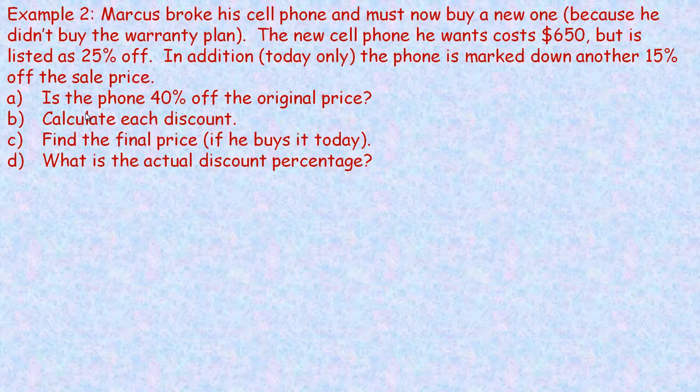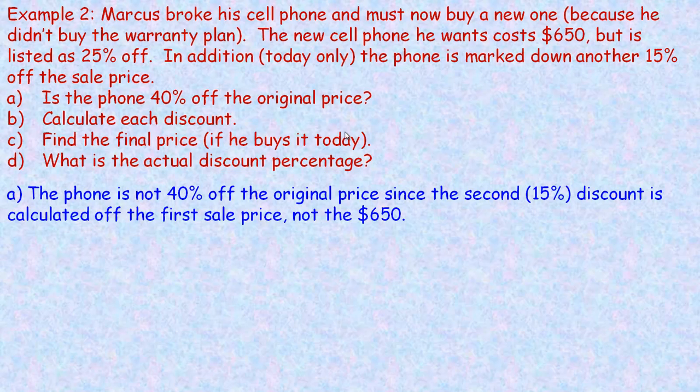The first question asks, is the phone 40% off the original price? The reason it's asked is that if you add 25 and 15, you get 40. But it's not actually going to be 40% off, because the second discount, the 15%, is calculated off the first sale price, after the 25% is taken off. So you can't just add the 25 and 15 and get 40% off. We'll actually show that calculation, what the actual percentage is, in part D here.